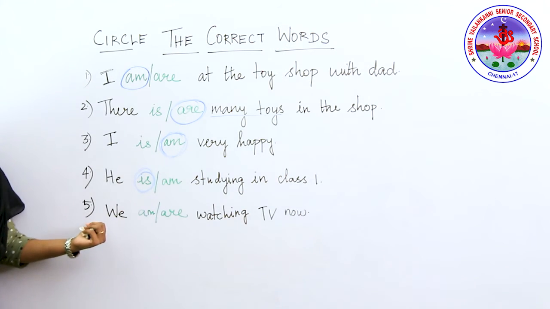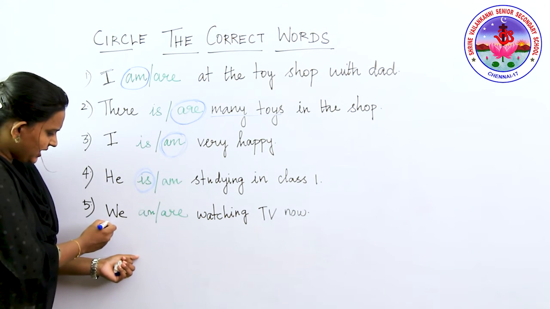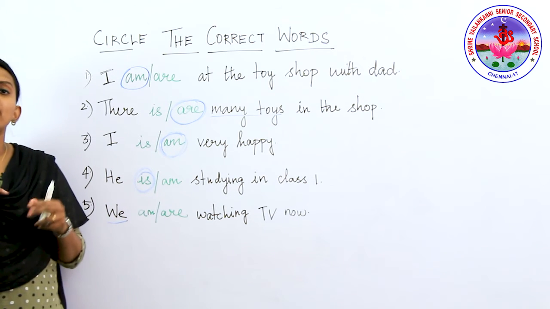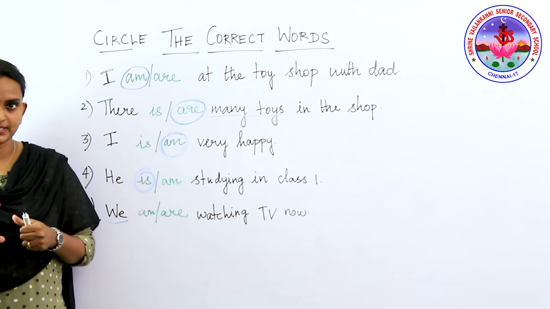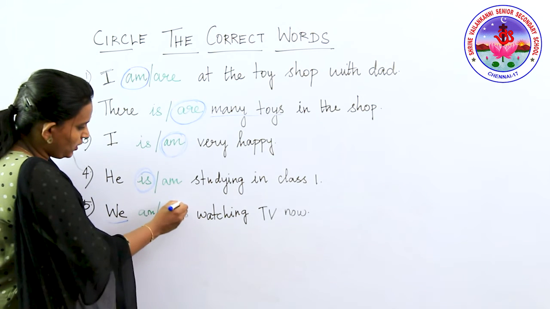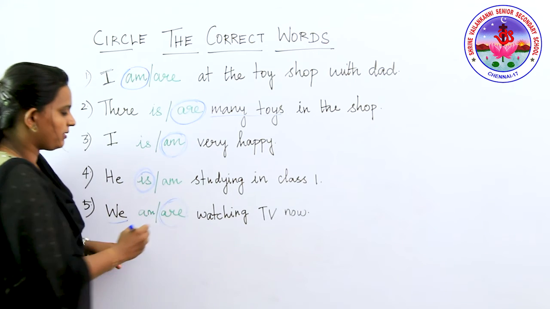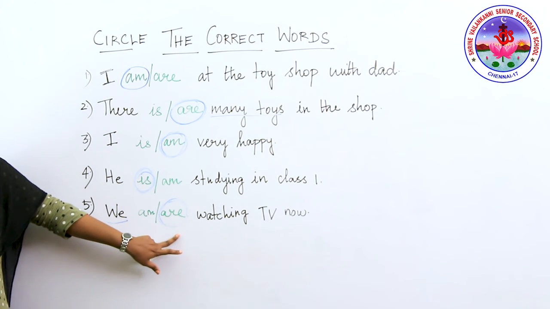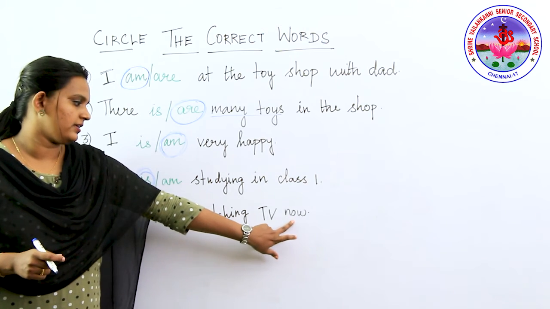And look at the last sentence, we. When you find the word we, it talks about more than one person. The word we means it is more than one person. So if it is going to be more than one person, definitely we are going to circle the word are, because if it is more than one person, then we need to circle the word are. So we are watching TV now.